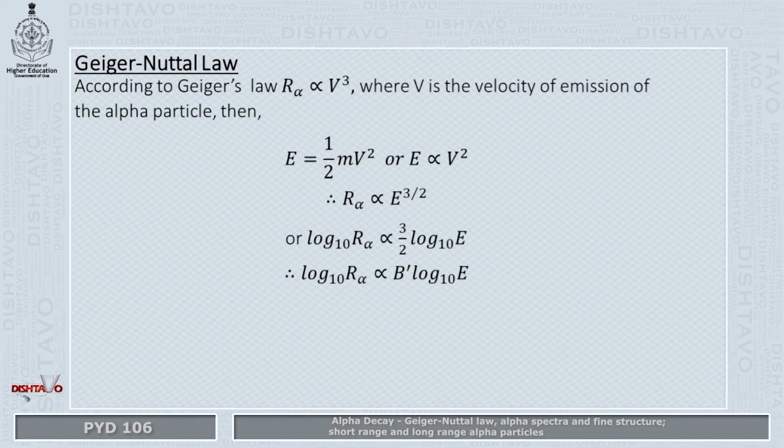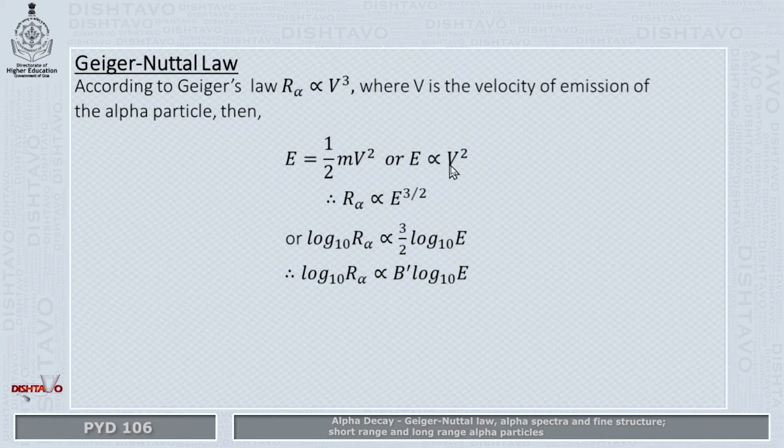Now, according to Geiger's law, the range is directly proportional to the cube of the velocity of emission of the alpha particle. If I have to get an expression for range in terms of energy, we first have to understand how energy is related to velocity. As you can see, energy is half mv squared, so energy is directly proportional to the square of the velocity, whereas the range is directly proportional to the cube of the velocity.